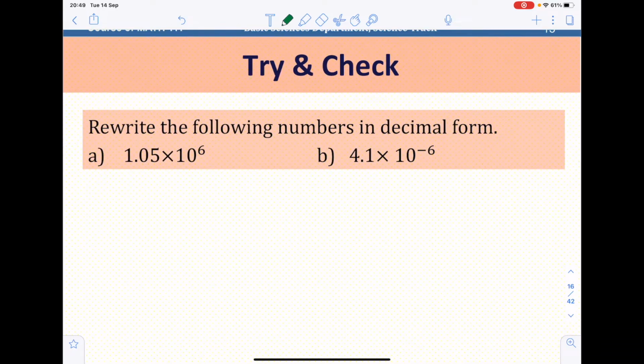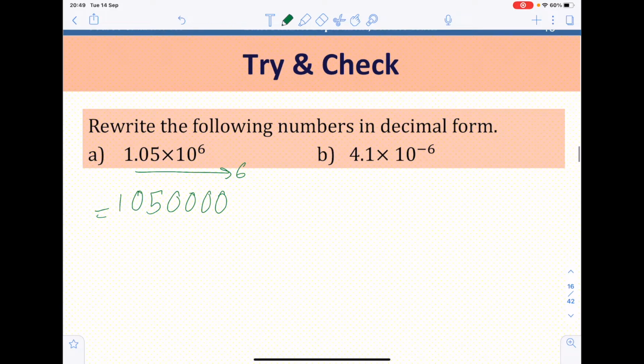So let's try this one. Here, times 10 to the power 6. So I'm going to move it to the right 6 digits. So this is 1. So 1, 2, 3, 4, 5, 6. This is the answer. And for part B, I have 4, 1. So I'm going to move from here to the left 6 digits. So 1, 2, 3. This is 1, 2, 3, 4, 5, 6. Then I put the decimal. Of course, I will remove this one.